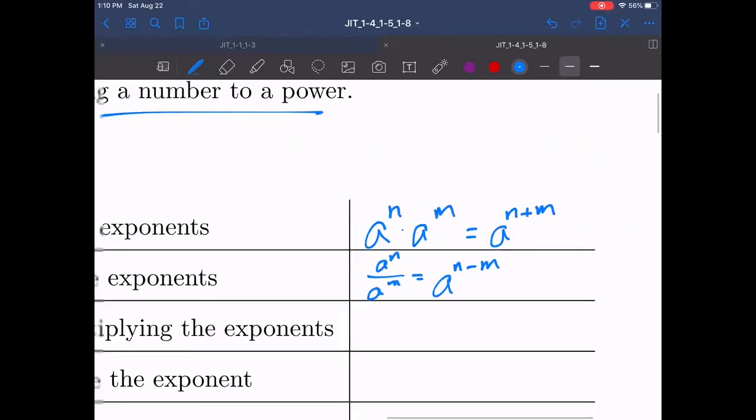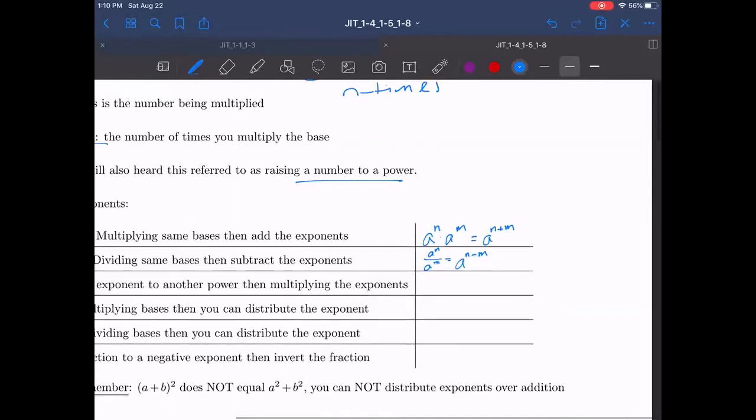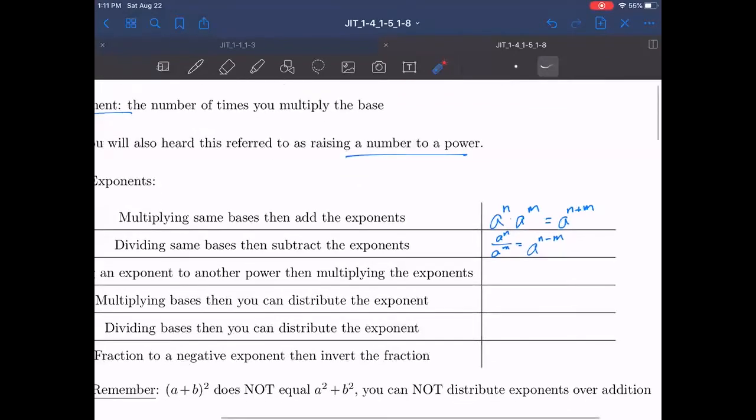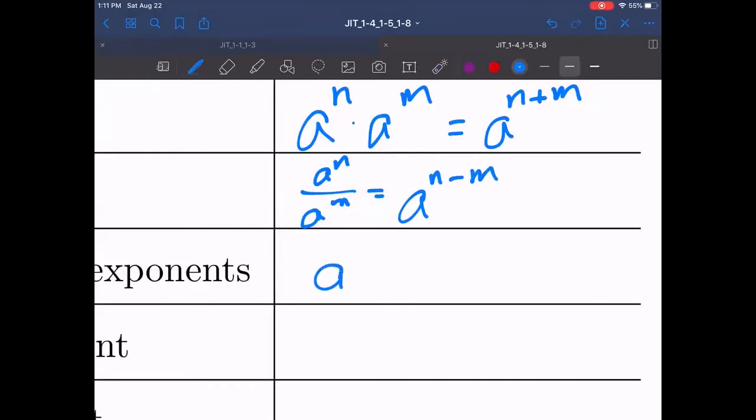All right. Now, these two can only happen if you have the same bases. If I'm raising an exponent to another power, then I'll multiply the exponents. So for example, if I've got a to the n, and I want to raise that to the m, then I would just multiply the exponents. So it'd be a to the n times m.